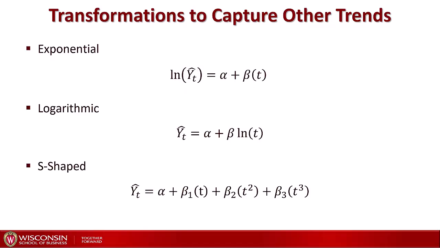Now, when the trend is not linear, you can use transformations to capture the kind of trend you're facing. If it's an exponential trend, you can apply a log transformation to the y variable. If it's a logarithmic trend, you can apply the log transformation to the x variable, in that case the time period. And finally, for the S-shaped trend, you can fit a polynomial transformation. So I have t squared and t cubed in your data that will allow for some positive curvature at the beginning and negative curvature, so a slowing down rate of increase, at the end.